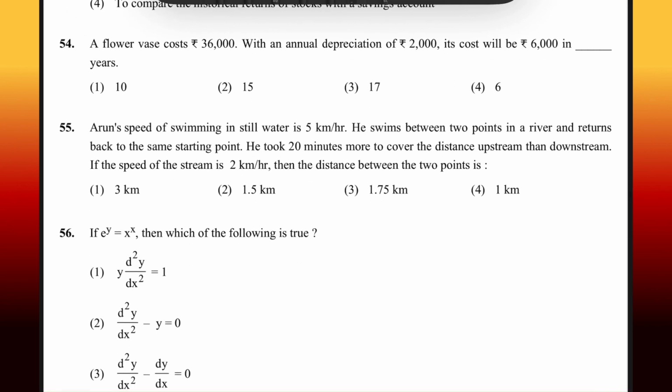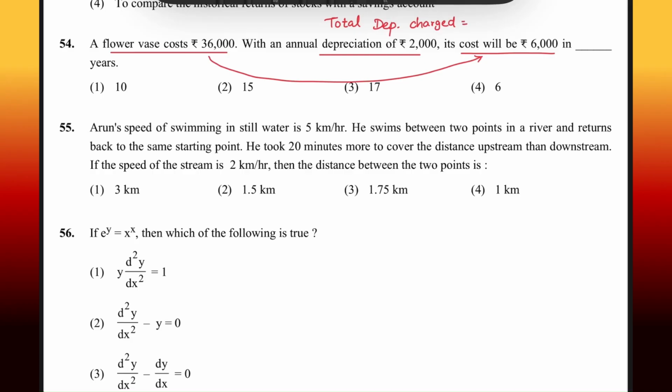In question number 54, a flower vase costs rupees 36,000. Annual depreciation is 2,000. The cost will be 6,000 in how many years? Okay, so the total depreciation charge is from 36,000 to 6,000, right? So total depreciation charged equals rupees 36,000 minus 6,000. That means rupees 30,000, right? So total depreciation charge is rupees 30,000 and the per annum depreciation, per year depreciation, is 2,000.